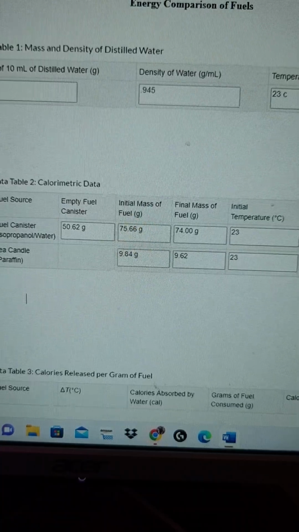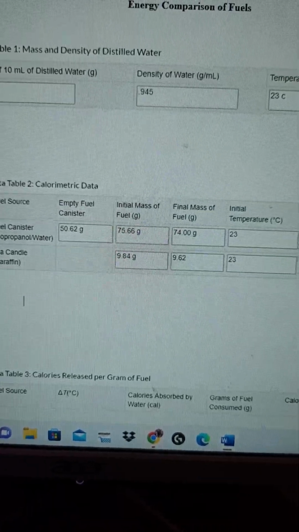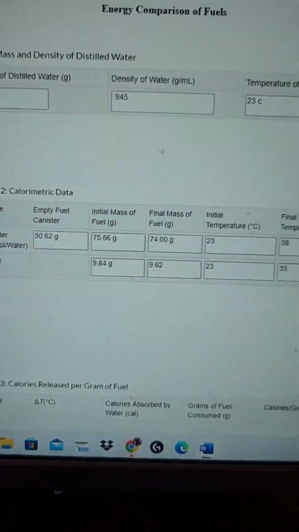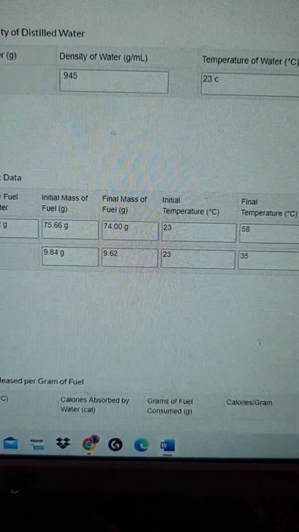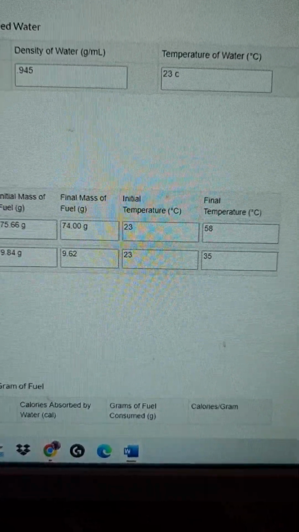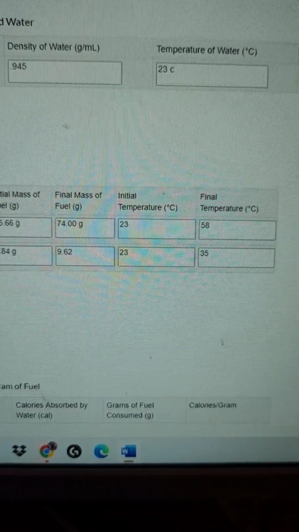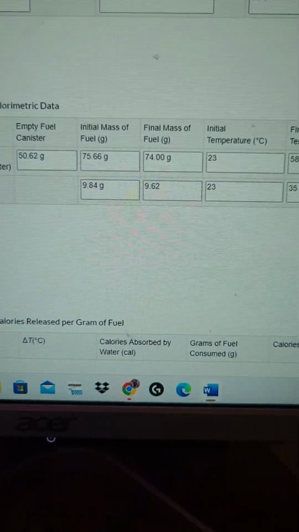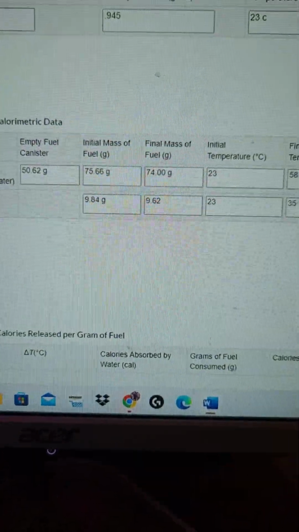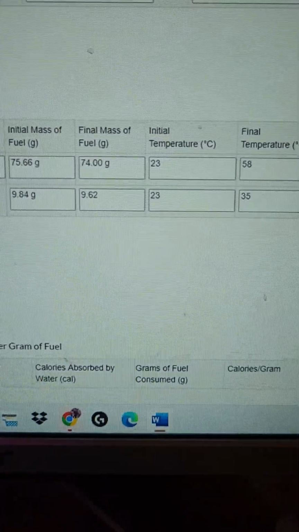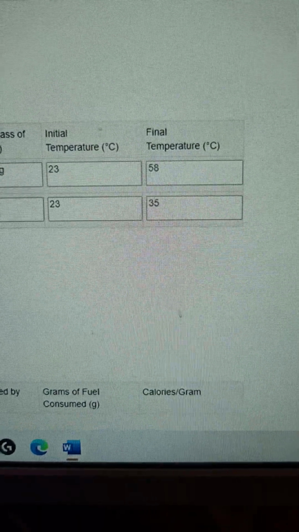Empty fuel canister was 50.62 grams. The initial mass of fuel was 75.66 grams. Final mass of the fuel was 74.00 grams, and the initial temperature was 23, and the final temperature of 58. With the tea candle, we had 9.84 grams for initial mass, and then final mass was 9.62. The temperature was 23 Celsius, and the final temperature was 35 Celsius.